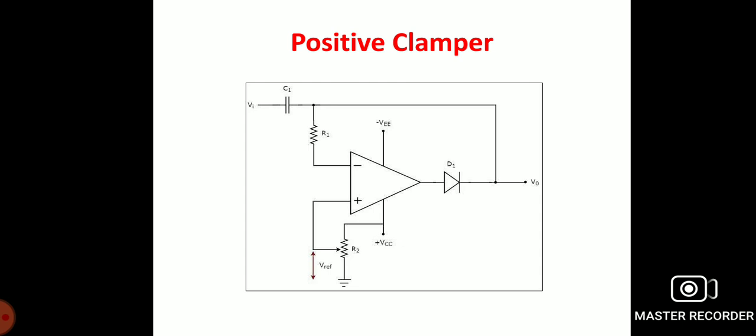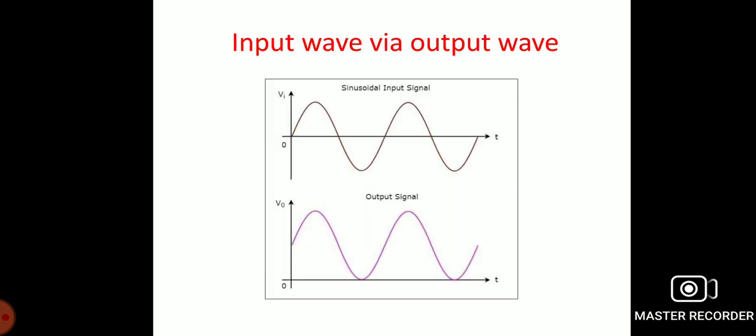So the above circuit produces an output which is the resultant sum of the sinusoidal voltage signal and the reference voltage. This means the clamper circuit produces an output in such a way that the sinusoidal voltage signal gets shifted vertically upwards by the value of the reference voltage. So we can see the input and output waves of the positive clamper. The sinusoidal input signal is there, so the output will be clamped to the positive side.